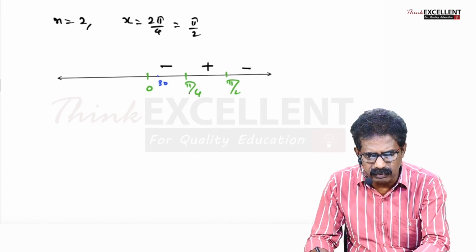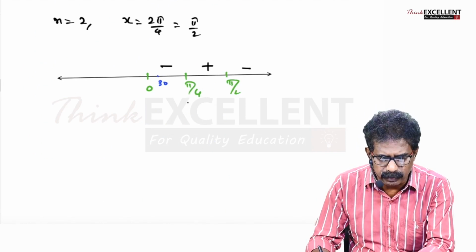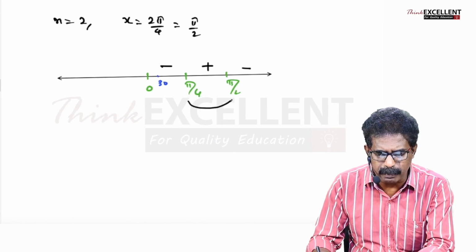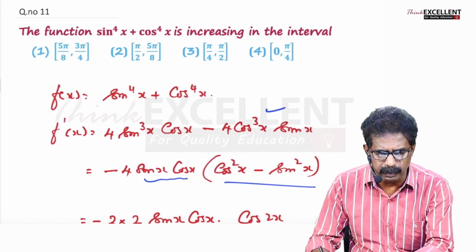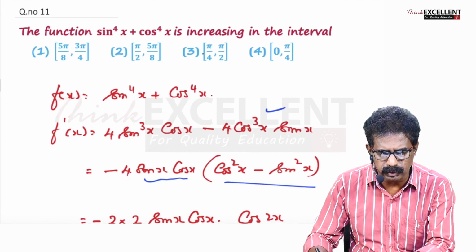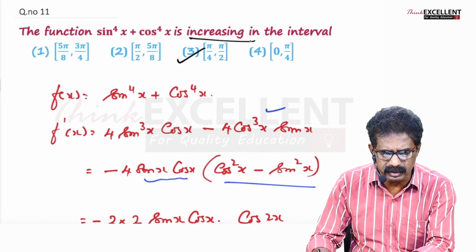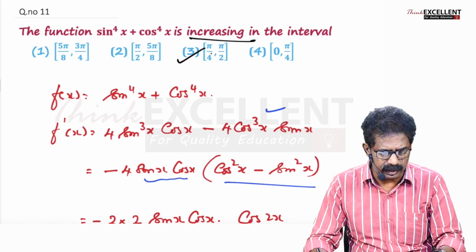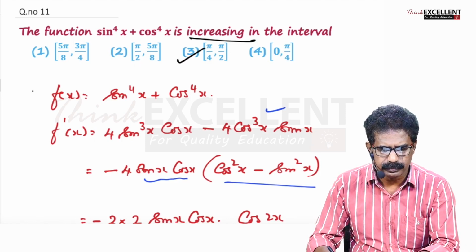So the question is, in which interval the function is increasing? Pi by 4 to pi by 2 it is increasing. Pi by 4 to pi by 2 the function is what? Increasing. Because increasing only they asked. So the correct option is the third one.